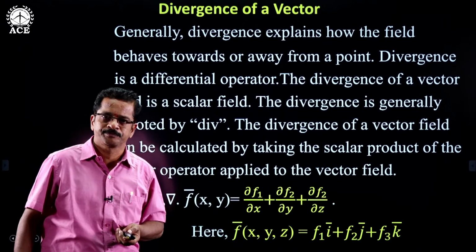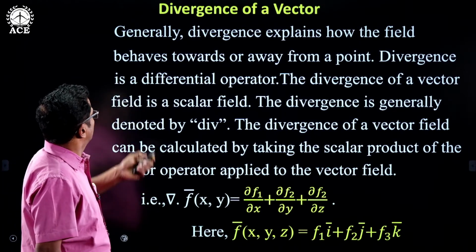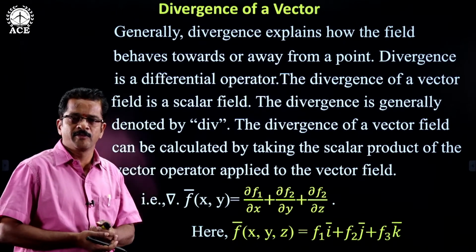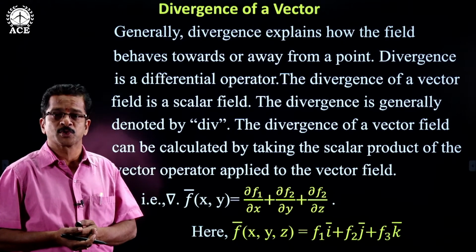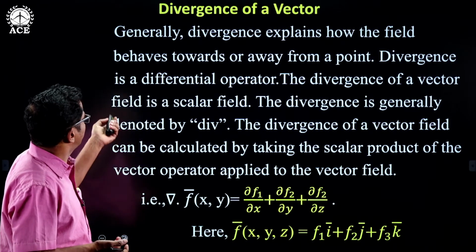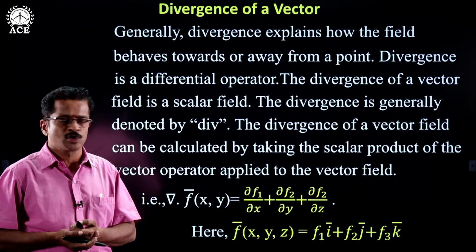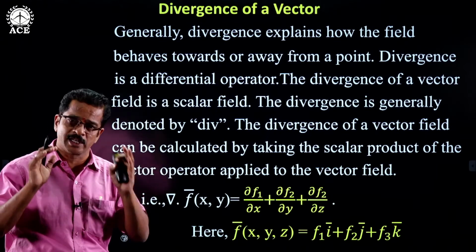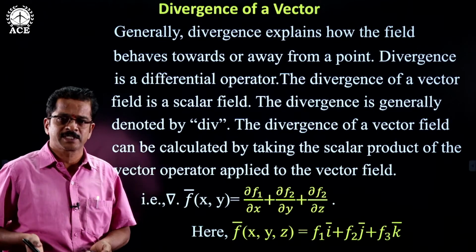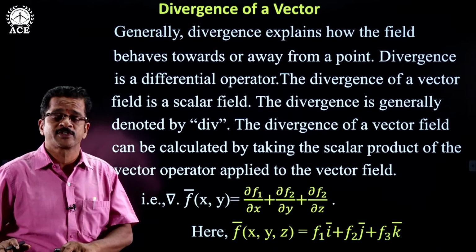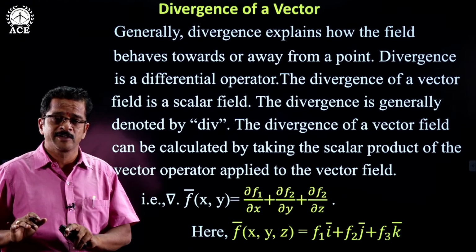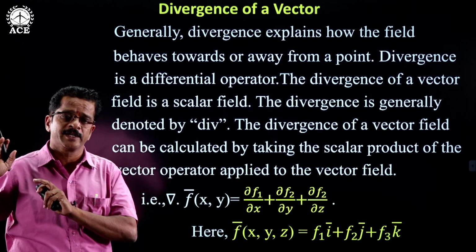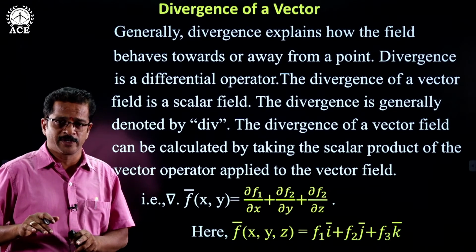Next, divergence of a vector. Divergence explains how the field behaves towards or away from the point. Diverge means how it is moving away from the source. Divergence is also a differential operator. The divergence of a vector field is a scalar field. We apply divergence on a vector point function and it gives a scalar point function, whereas gradient, we apply on a scalar point function and we get a vector.